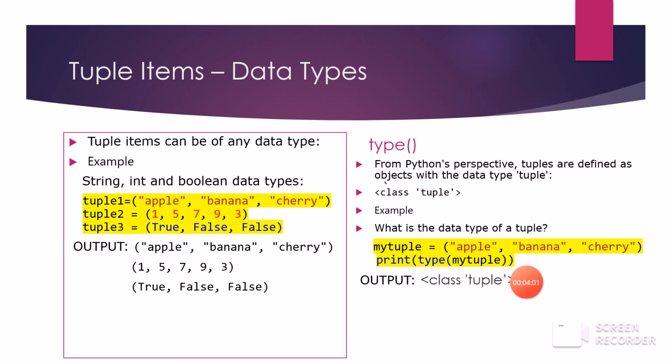Now the type. From Python's perspective, tuples are defined as objects with data type tuple. When we ask for the data type, it will show class tuple. For example, what is the data type of a tuple? We give my tuple is equal to apple, banana, cherry, and when we print type of my tuple, the output will be class tuple because the data type is tuple.